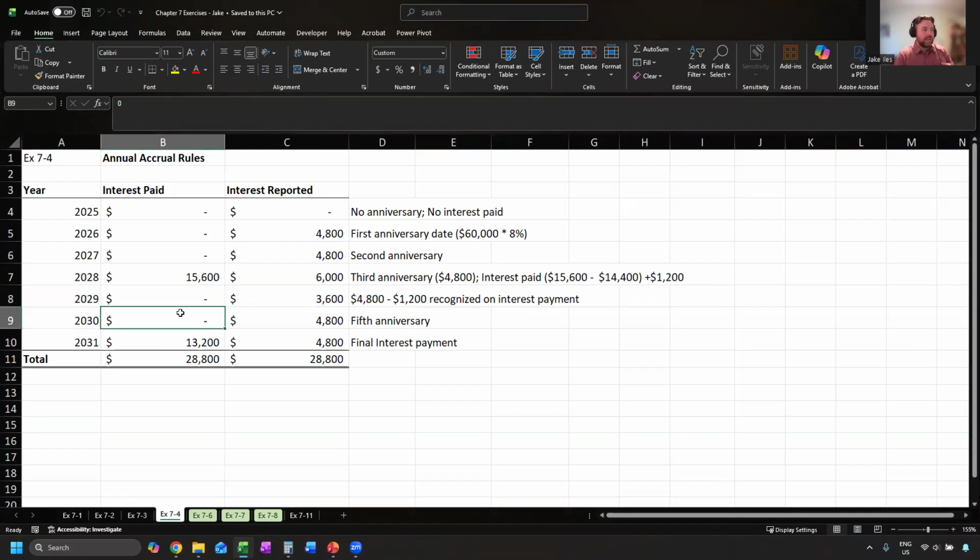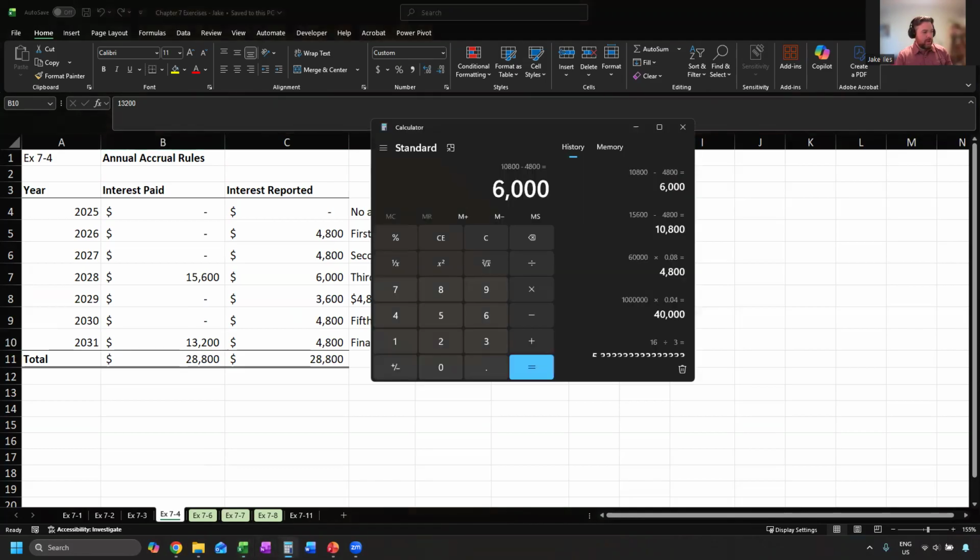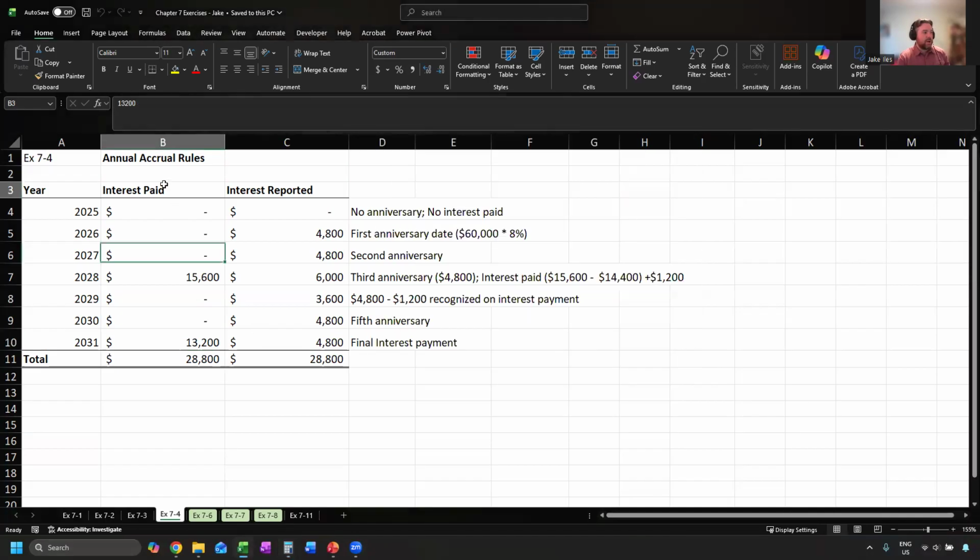In 2030, we collected no monies. We have one full anniversary accrual. And in 2031, we get the remaining amount of our interest. So it was a 6-year payment of $4,800 times 6 years. Our total interest income is $28,800. That's 6 years of our debt amount. We collected $4,800 of interest over 6 years. That total interest paid is $28,800. So we collected all of our interest. By the end of our interest reporting, we've recognized $28,800.